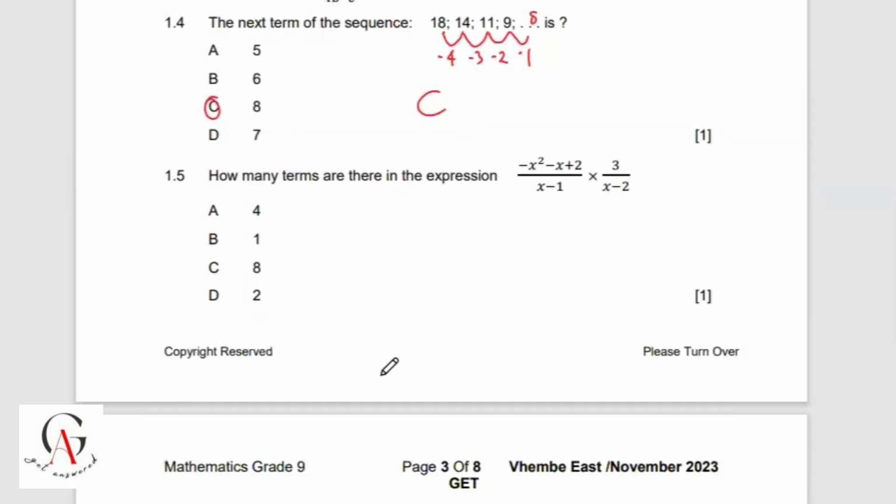All right. Then 1.5, how many terms are there in the expression? We can distinguish between terms using addition and subtraction. These are the only operations that separate terms. Multiplication and division do combine terms together and make it just one term. So this is a division, then this is also a division, but the sign in between them is a multiplication. So we basically have one term, which is a b. Had this one been a plus or a minus, then we would have two terms.